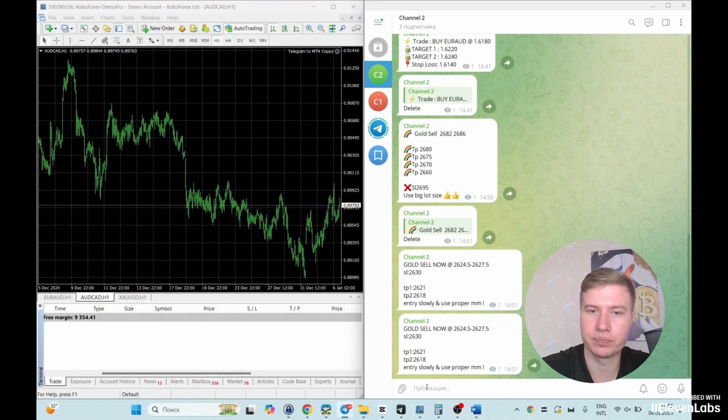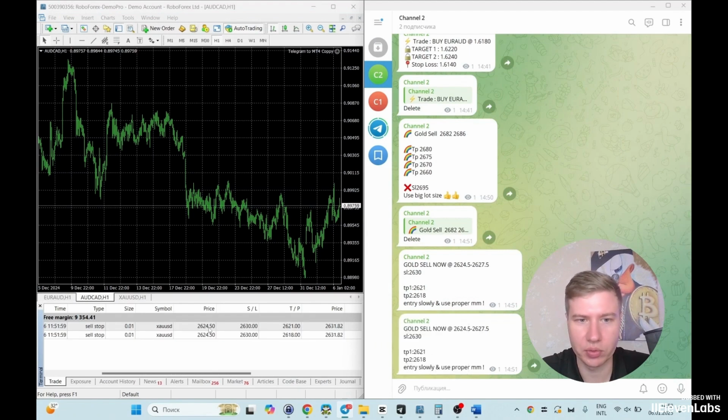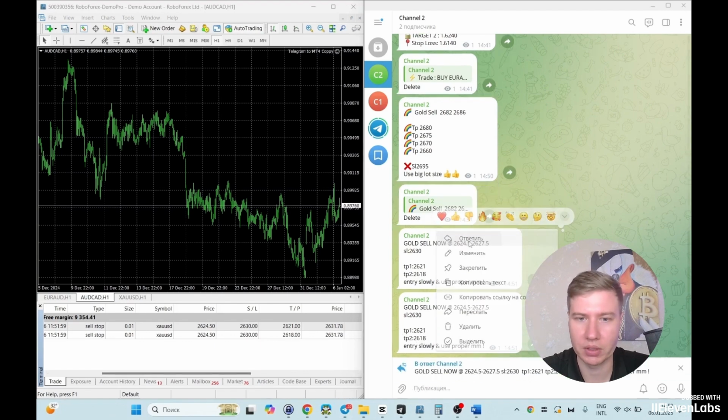Here we have an order at price 2,624.50. That's correct. Stop loss 2,630. Take profits 2,621, 2,618. That's correct. The signal was calculated correctly.